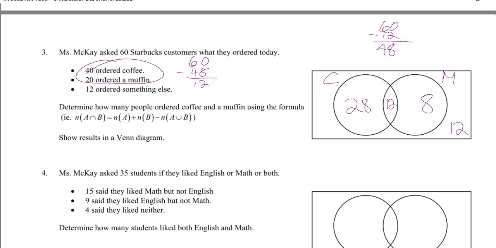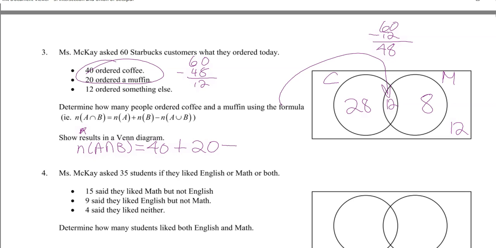Okay, so now we can go in here. So determine how many people ordered coffee and a muffin. So that was the 12 that we figured out. You can use the formula. Okay, so N, the number, in A intersect B. So the number in A, the number of coffee, plus the number of muffin, right? But now what we've done is we've counted the people that like both twice.